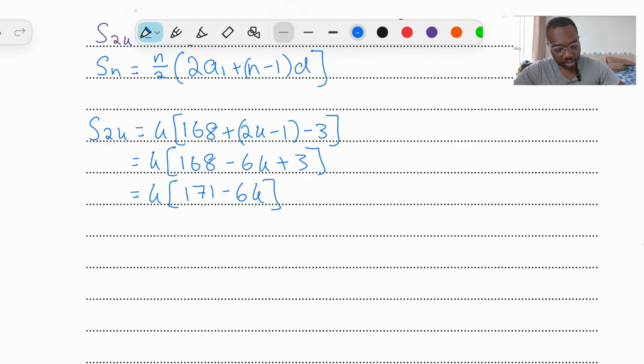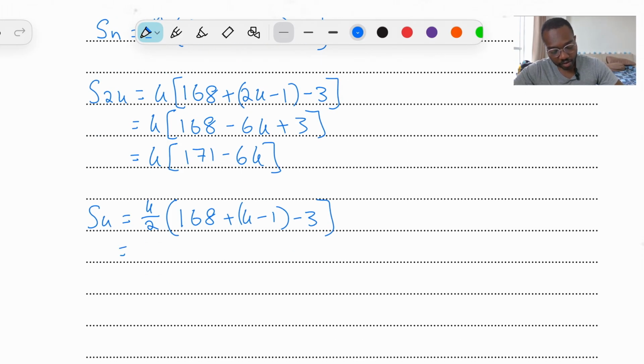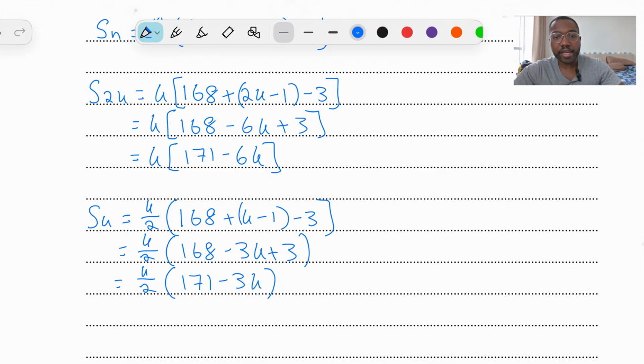And then we do the same for the sum of k. So the sum of k would be k over 2. And in brackets, again, we get 2 times 84, which is 168, plus (k minus 1) times d, which is minus 3. And then again, we just do the same thing. So we get k over 2 times (168 minus 3k plus 3). That will give me k over 2, then in brackets, 171 minus 3k. And again, we can just leave it like this. That is fine for now.